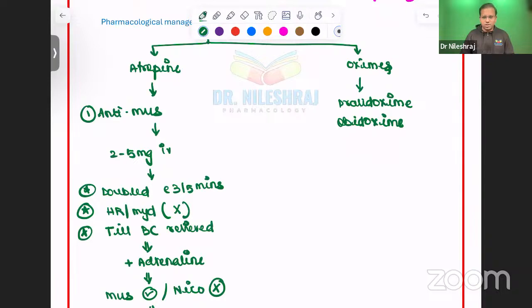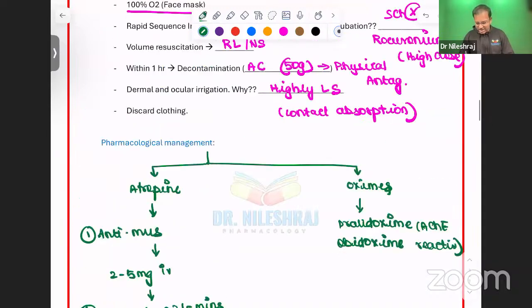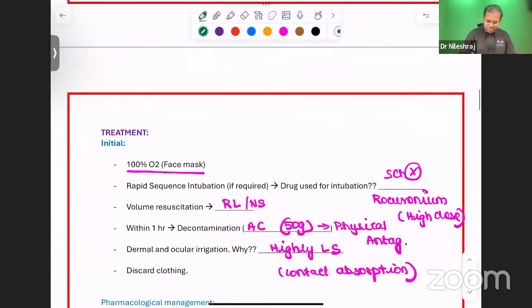So these molecules are also called acetylcholinesterase reactivators. What exactly is that? Oh my God, it's a new terminology. Acetylcholinesterase reactivators. Guys, don't need to worry. I'll just explain, it's a small concept, very small concept.